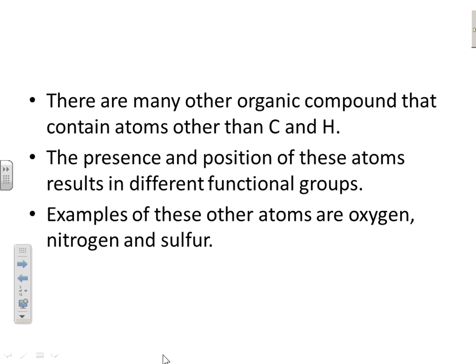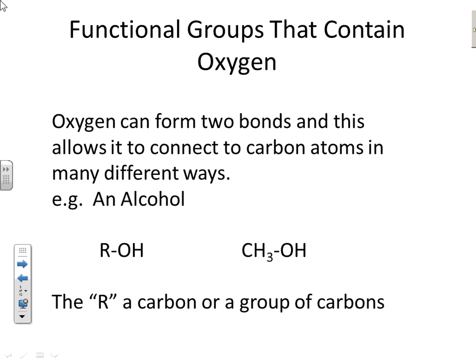So there are many other organic compounds that contain atoms other than carbon and hydrogen. The presence and position of these atoms results in different functional groups. Examples of other atoms are oxygen, nitrogen, and sulfur. So we've seen that. Let me give you an example of one here. We're going to just talk about functional groups that contain oxygen. Oxygen can bond in a structure in many different ways.